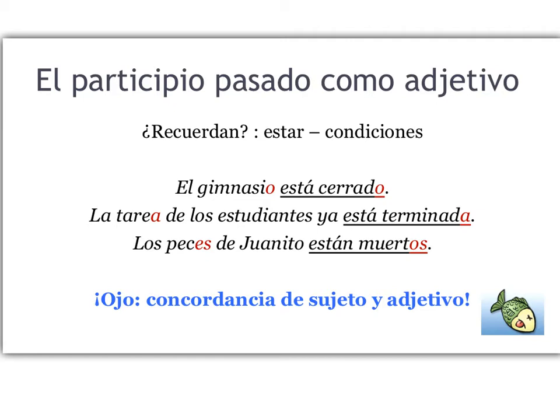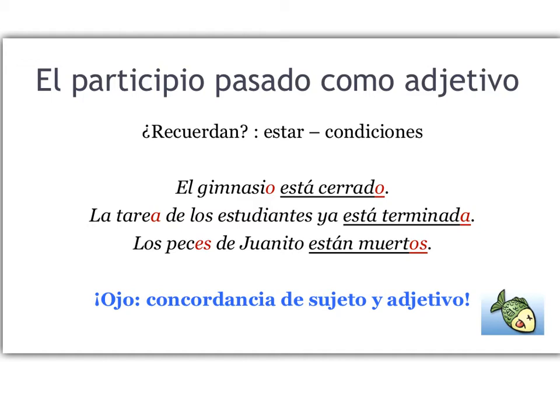Look at these examples. El gimnasio está cerrado. I use the estar as my verb to express the gym is closed. We're describing the state, the condition of the gym. El gimnasio está cerrado. La tarea de los estudiantes ya está terminada. Notice again I use the está because it's a condition. The homework of the students is already finished.